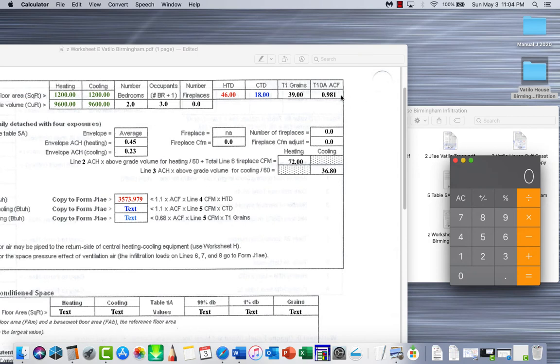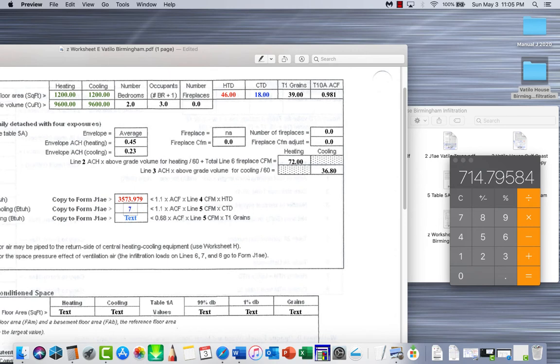1.1 times our altitude correction factor, 0.981, times line 5 CFM, which is our 36.80, times our CTD, which is our temperature differential, 18. So 1.1 times 0.981 times 36.80 times 18. And we're going to round this number up to 6 right here. So our number is going to be 714.796. Okay.